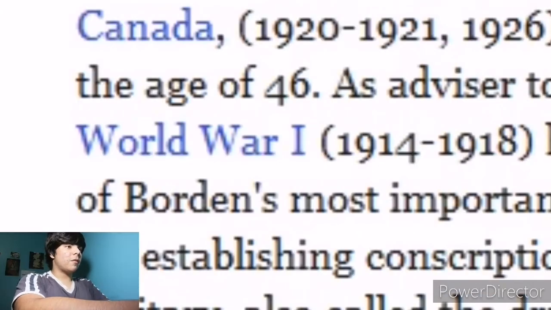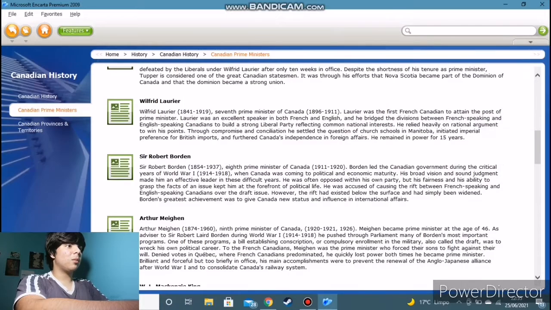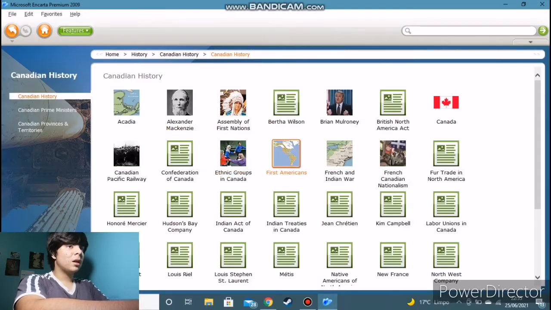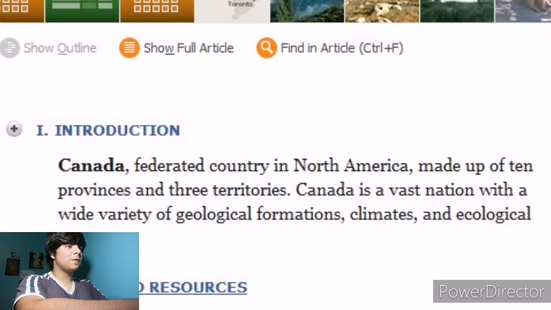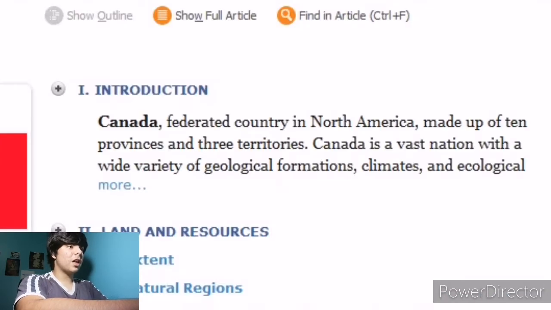World War, 1914 to 1918. Okay. I know, blah, blah, blah. Let's go. Canadian history. Oh, okay. Just Canada. Canada, federated country in North America, north of the United States, here it is. Made up of 10 provinces and 3 territories. Canada is a vast nation with a wide variety of geological formations, climates, and ecological regions.